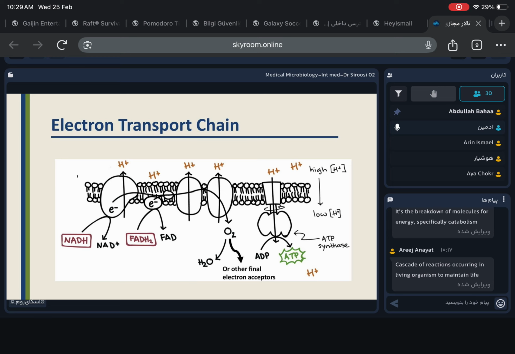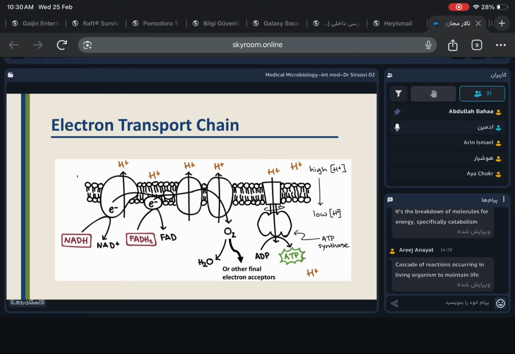In anaerobic respiration, as I told you, there are other electron acceptors instead of molecular oxygen, and as I told you, they aren't as good as molecular oxygen when it comes to accepting the electrons. They have lower affinity for electrons, and that's why we get fewer ATP molecules from each molecule of glucose during anaerobic respiration.